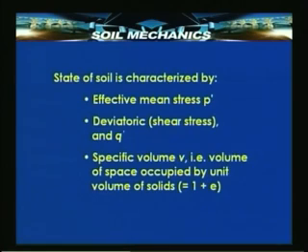The state of the soil is characterized by three parameters. As in the Drucker-Prager theory we had two parameters, here we have three parameters. The Mohr-Coulomb theory has again only two parameters, C and phi. The Cam-Clay model on the other hand uses P dash and of course Q dash, but it also uses the specific volume V.